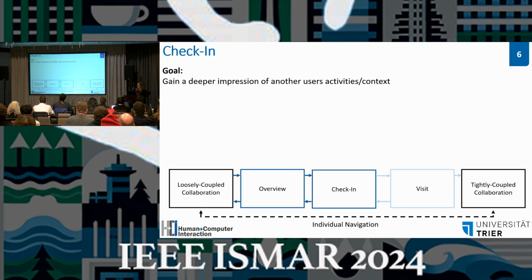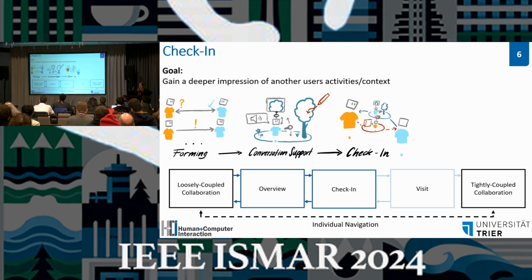If users' attention is grabbed in the overview phase, they can check in with a collaborator to gather more information about the state and surroundings. To preserve the user's current work, a check-in does not change their position in the shared environment, so we need to decide on a forming mechanism. How do we start this exchange? And find appropriate ways to support conversation about a user's surroundings at a distance.